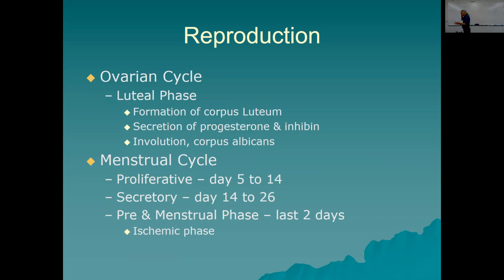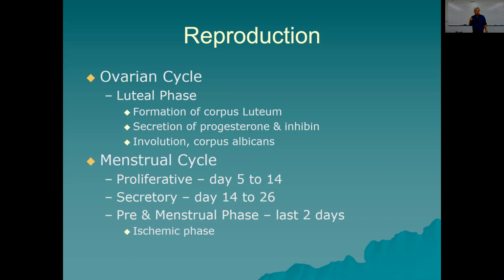So the menstrual cycle, or really the uterine cycle. Now day 5 to 14 is called the proliferative phase, and there's a lot of mitosis going on, stimulated by estrogen. There's a big estrogen surge during the proliferative phase. So it's mitosis building up the lining of the stratum functionalis. Then after ovulation is the secretory phase, day 14 to day 26.